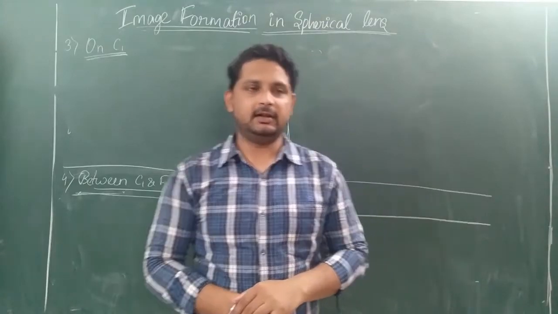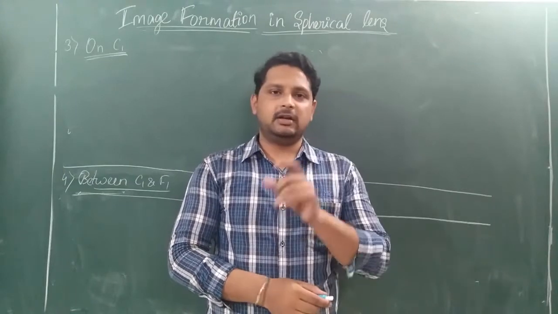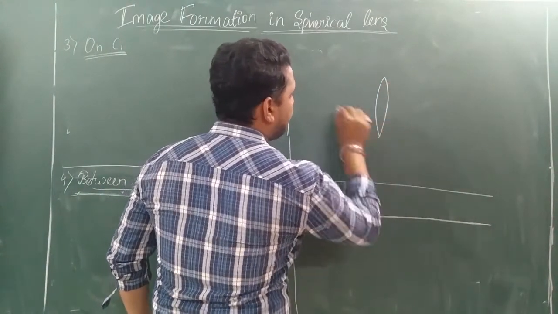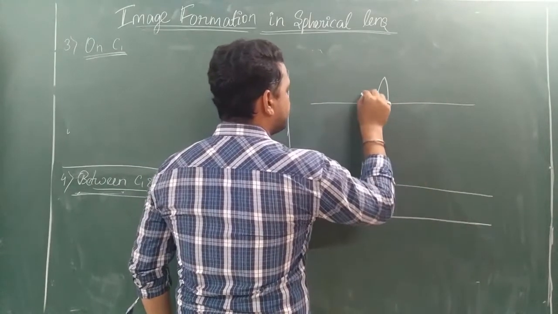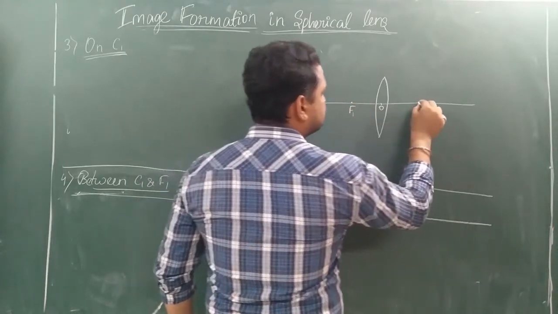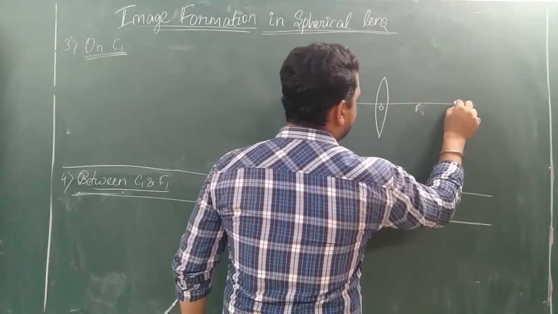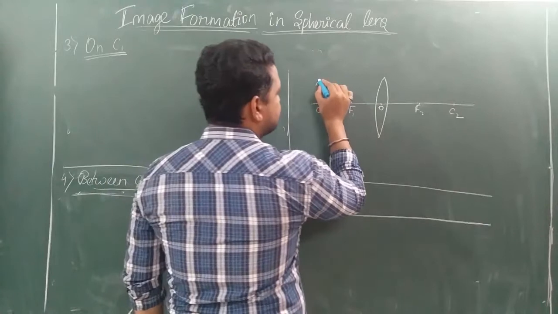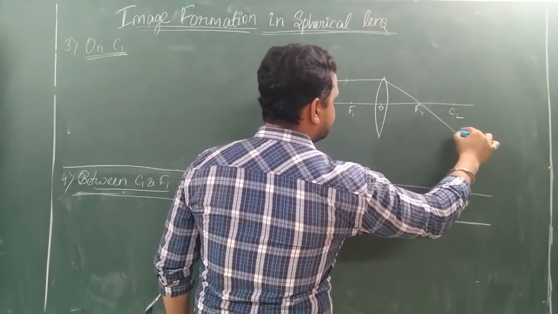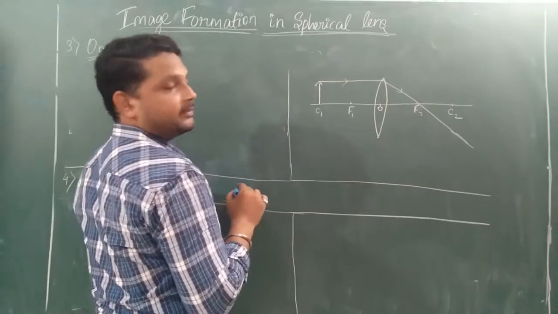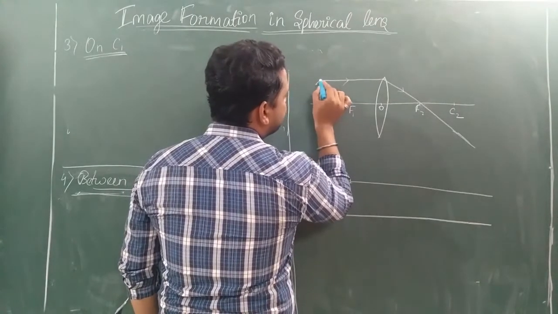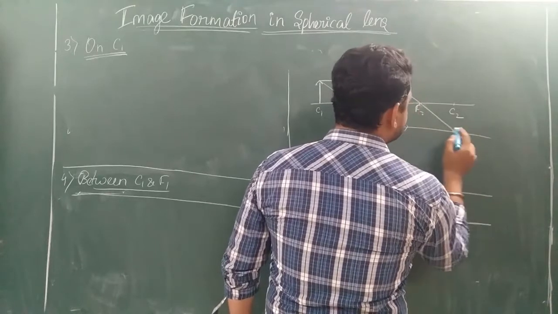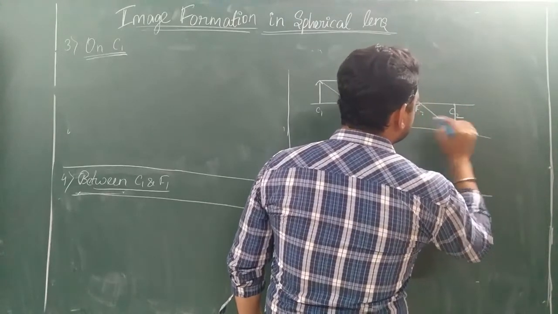Now let's move on to the next thing, when the object is a little bit closer towards the lens, that is, when the object is on C1. Suppose this is the object. Let's see how the image is formed. Parallel ray, after refraction, passes through F2. Now we'll take another ray. After refraction, this ray will move parallel to the principal axis. This is the point of intersection, so this is where the image is formed.